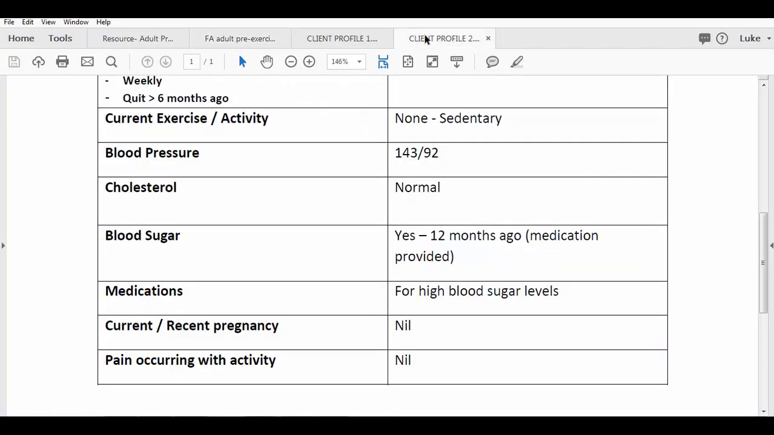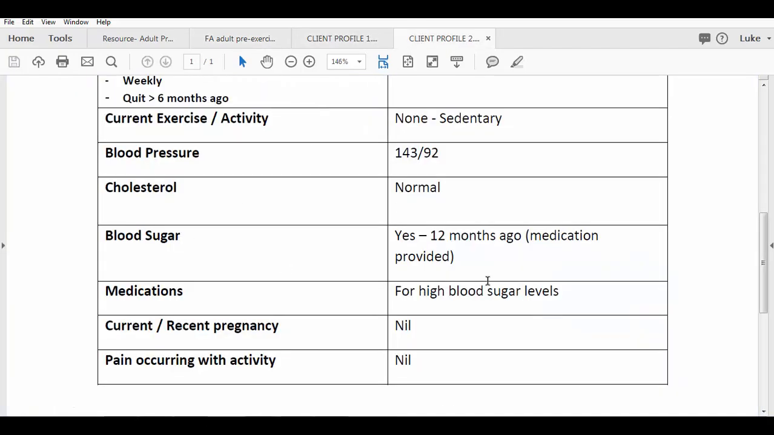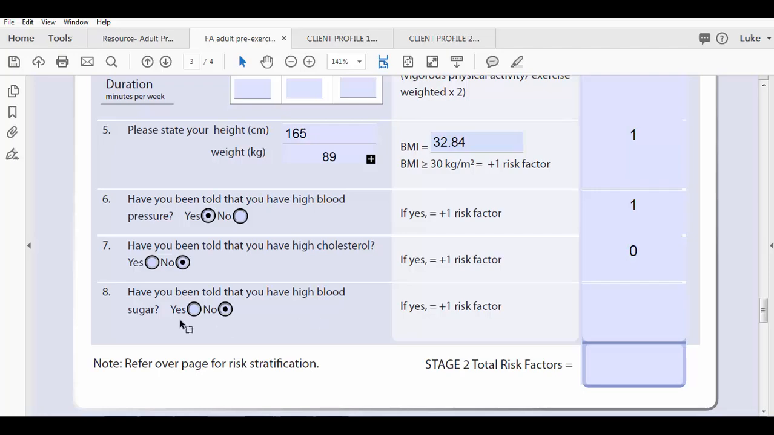Ever been told you have high cholesterol? Well, it's normal, so we'll leave that as a no, and we'll get a 0 here. Ever been told you have high blood sugar? Back to the case study. Blood sugar, yes, 12 months ago, so we'll put that as a yes, and we'll go 1.